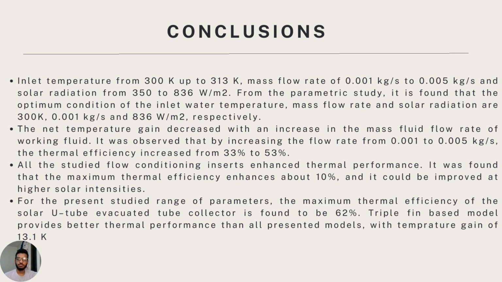And in conclusion, in this study, we have investigated the inlet temperature from 300 Kelvin to 313 Kelvin, the mass flow rate from 0.001 to 0.005 kilogram per second, and solar irradiation from 350 to 836 watt per meter square. From the parametric study, it is found that the optimum condition is an inlet water temperature of 300 Kelvin, a mass flow rate of 0.001 kilogram per second, and solar irradiation of 836 watt per meter square.